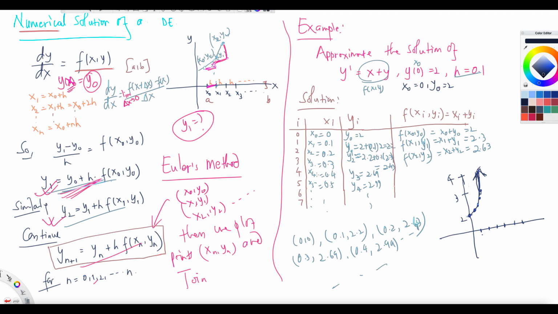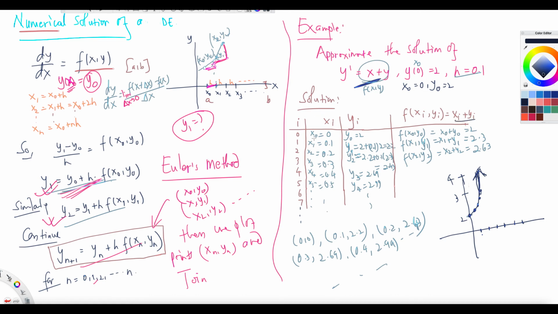Okay, so I made a table here. i equals 0, 1, 2, 3, 4, and continue that way. xi will be x0, x1, x2, x3, x4, then yi and f of xi, yi. What is f of xi, yi? This is f of x, y, right? So f of xi, yi will be xi plus yi. That's the function I put here.